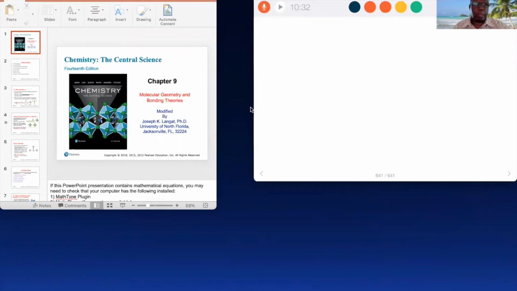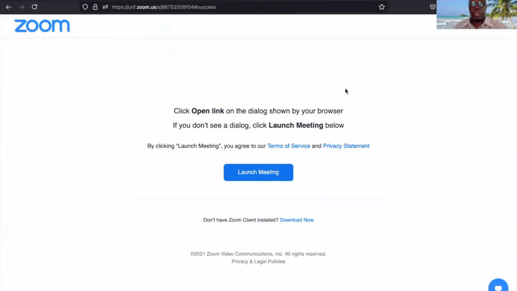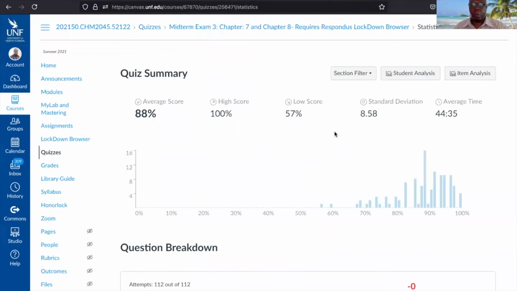So today, before we get started, I would like to share the statistics for the last exam, midterm exam 3. There was 1 point improvement from midterm exam number 2. This is the statistics where we are. You know where you are with the class.